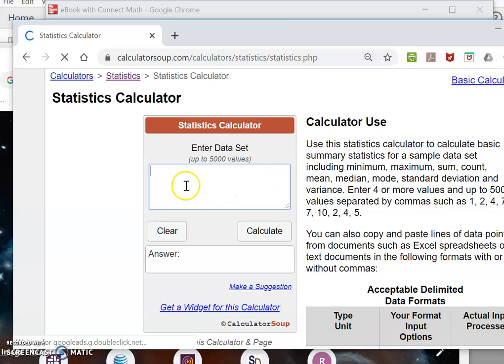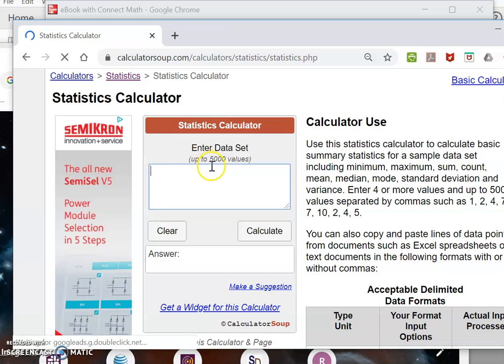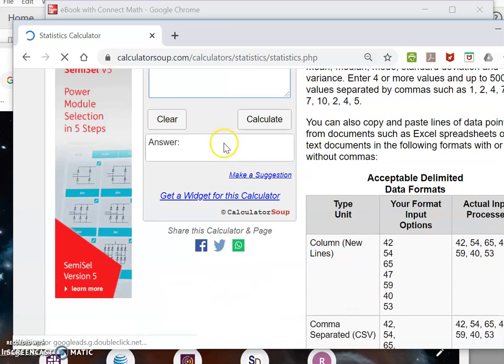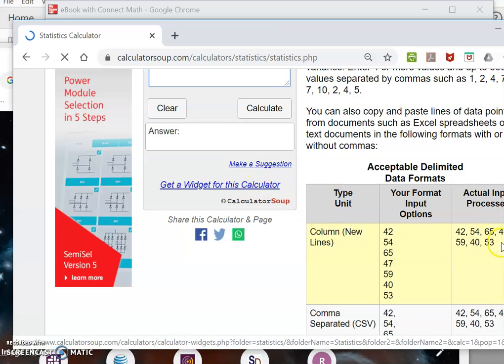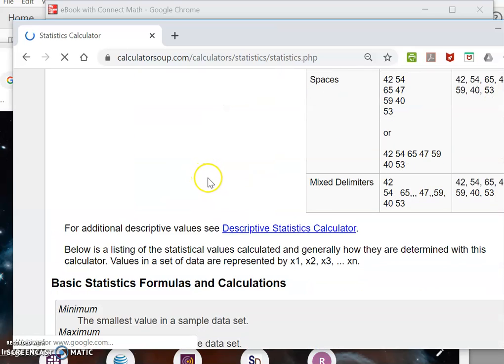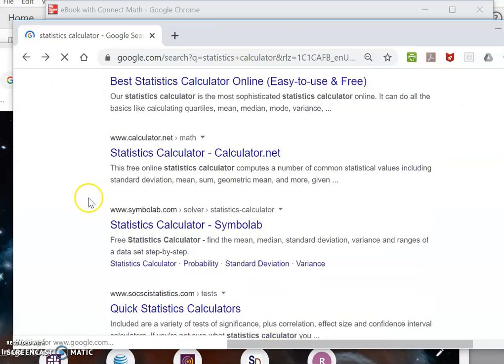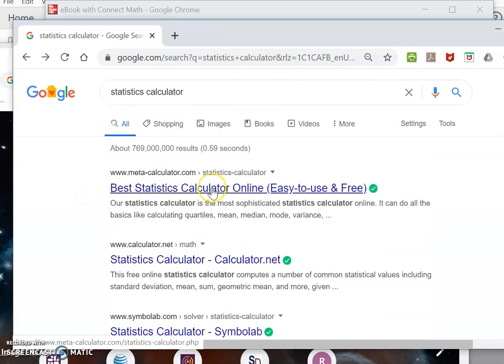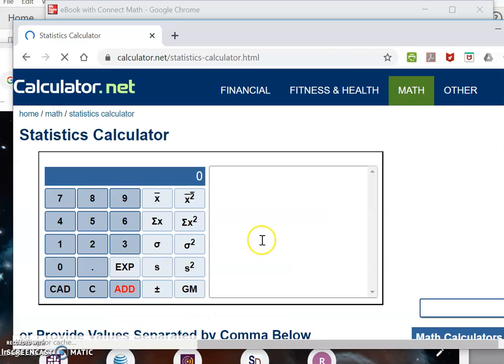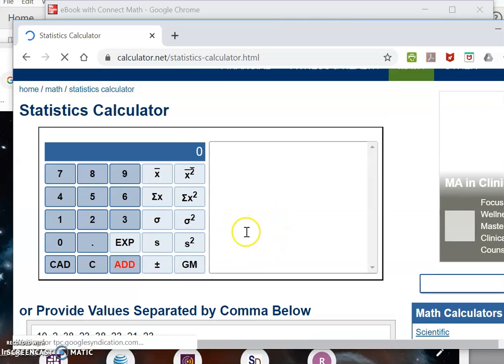Enter data set. So you just type in those numbers that they gave you, and you separate the data points by commas typically. This looks a little more complicated than what I'm used to. Let's see if I can find an easier one. You see how pointless it is to spend hours and hours learning how to use your calculator? I mean, it's just craziness. How about this one? Okay, this one says specifically it does the standard deviation. Let's take a look. Boom, there it is.